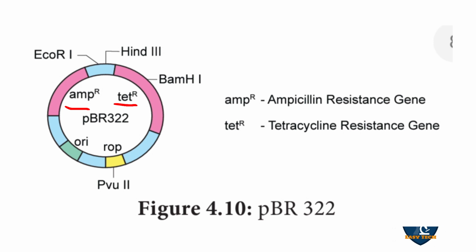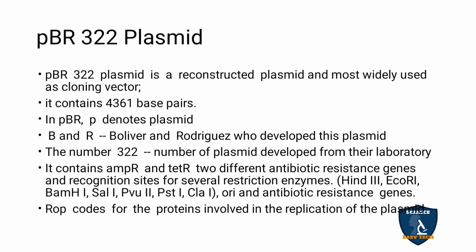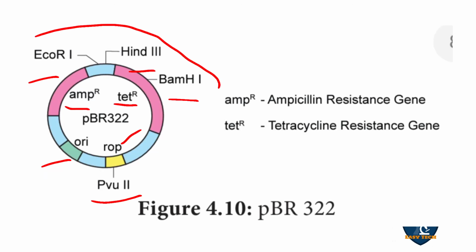And it has the ORI, the origin of replication, and the restriction sites for the enzymes EcoRI, HindIII and BamHI. These are the restriction enzyme sites, and PvuII is also there. And it additionally has the ROP, which codes for proteins involved in the replication of the plasmid.